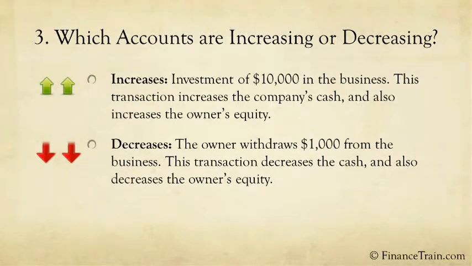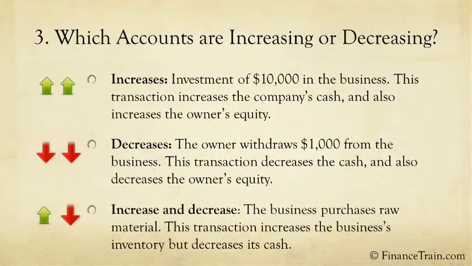The third and the most common scenario is where one account increases and the other account decreases. For example, when you buy raw material for production, the transaction increases the business's inventory but decreases its cash. In any transaction, one of these three scenarios exists.